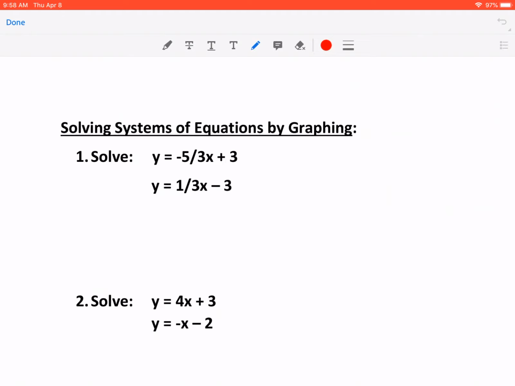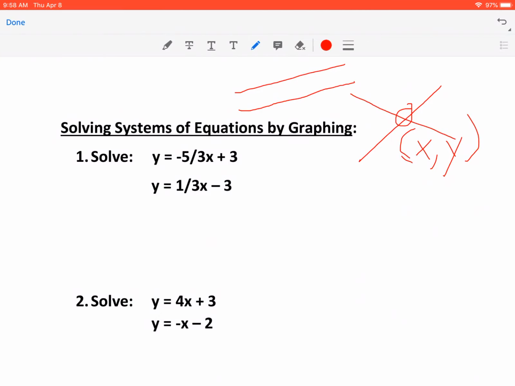So literally all you need to do on this assignment is be able to type these in and find where the two lines intersect. So again, if the two lines intersect each other, we're finding that one solution right there. And it's just going to be a coordinate, an X and a Y coordinate. If the two lines end up being parallel, that means they're never going to touch each other. That would be no solution. So that might be a possible answer.